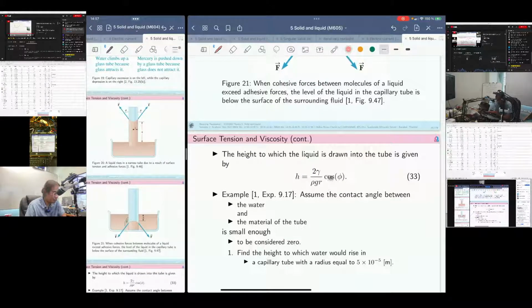And it depends on the cosine of the angle too. If the angle is very small, we would be able to observe a higher height here, the level difference here. And if that liquid is very dense, if that liquid has a large density, the height here will be small.